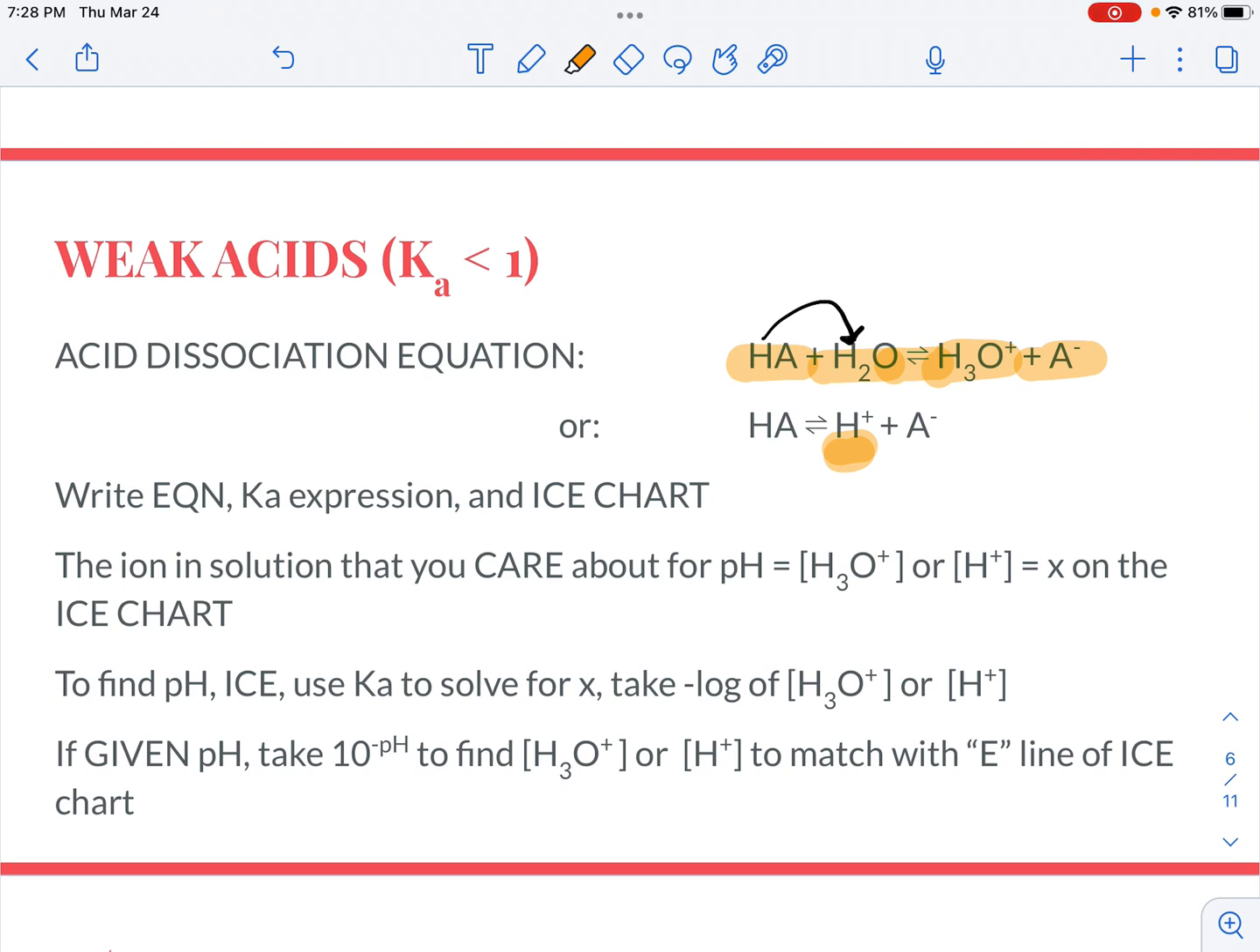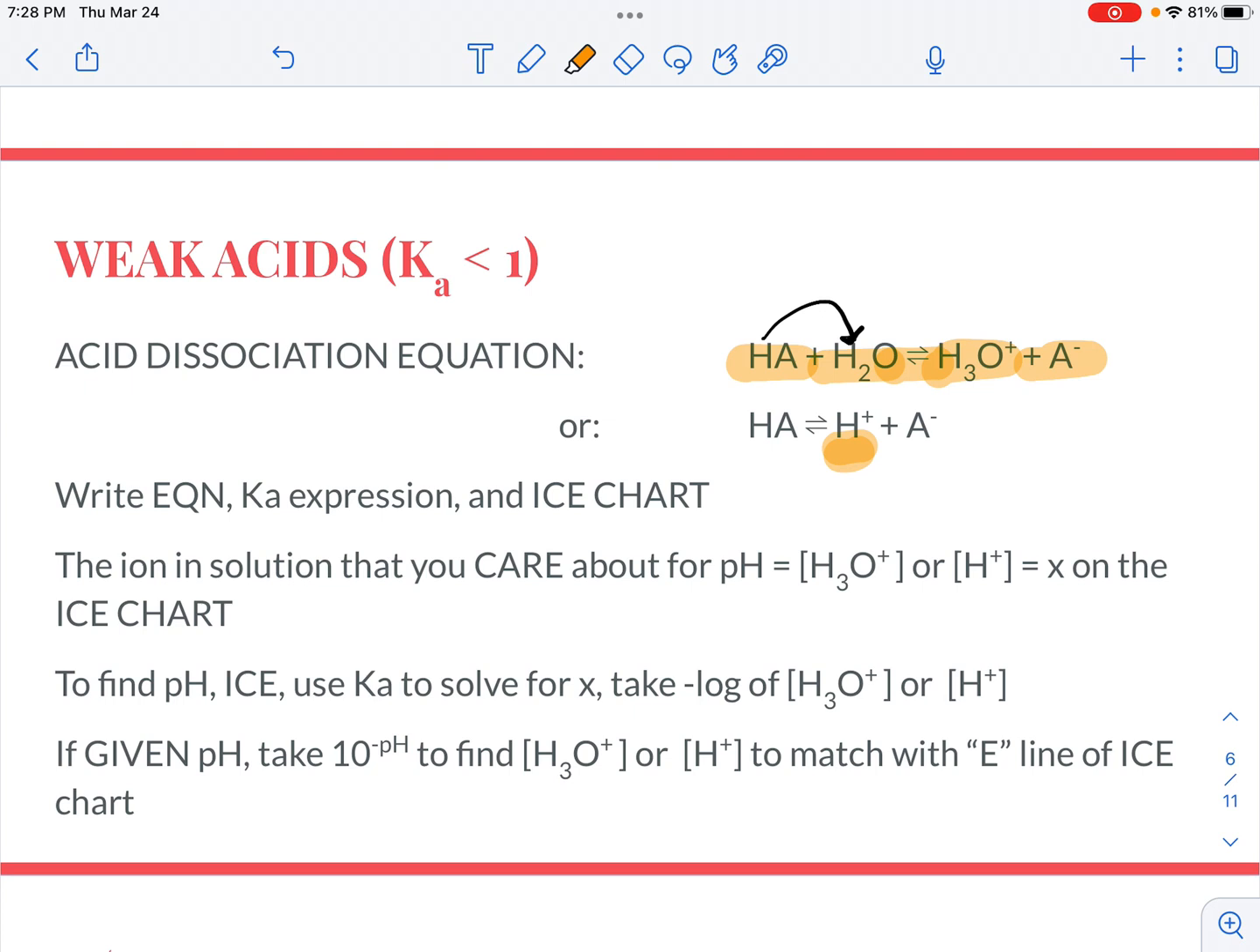Okay, so you can decide. When we do weak bases, you have to have the water in the equation, and most of the time College Board includes the water in their equation for weak acids, but it's just something that you see both ways, and so I wanted to make sure that you were aware of that.